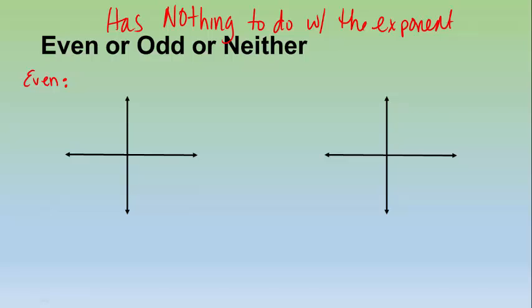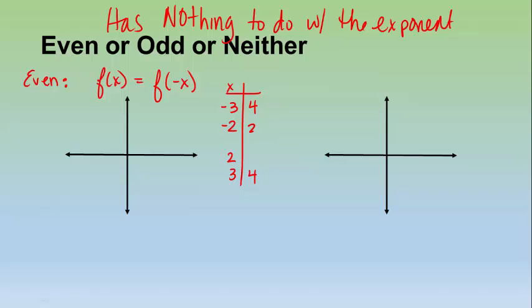So even functions are if when you have f of x, it is the same outcome as having the f of the opposite number. And I'm going to make a little table of values. I think this will make more sense. So if I have some x values, -3 and +3 and -2 and +2, if the y values are the same, that is if I have a 4 here and a 4 here, and a 2 here and a 2 here, okay, whatever function this happens to be, that means that they are symmetric.